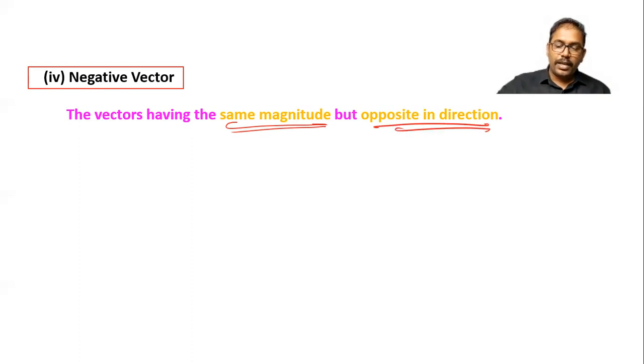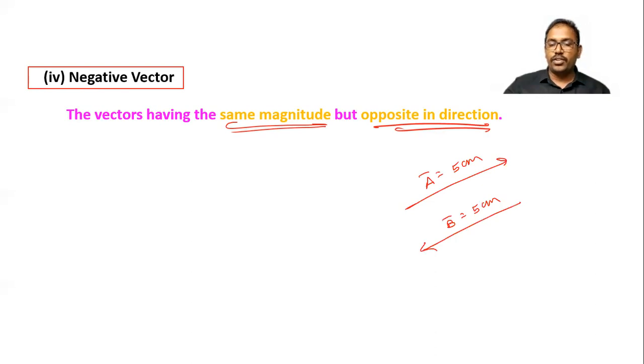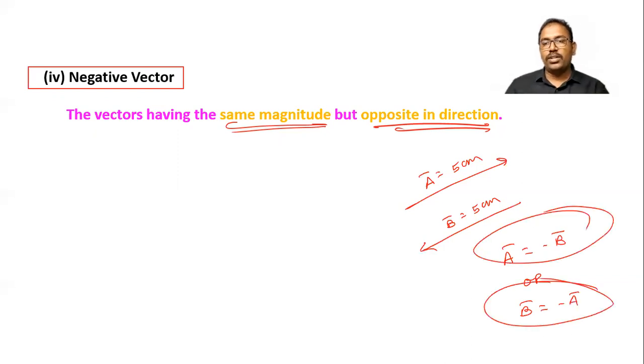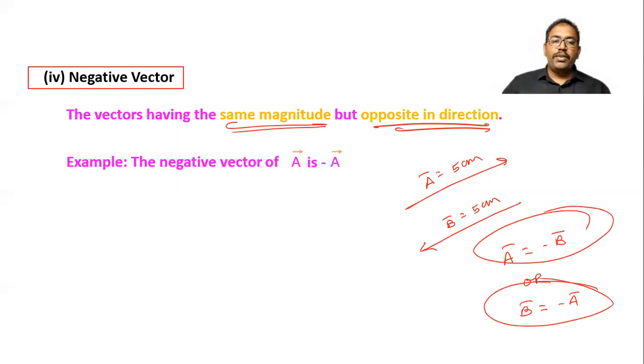For example, if this is A bar, 5 centimeter, and I'm talking about B bar which is also 5 centimeter. Magnitude is the same, but direction is opposite to each other. So we can write A bar is equal to minus B bar, or I can write B bar is equal to minus A bar. Minus means they are the negative vectors of each other, or the sign means their direction is opposite. So here, the negative vector of A bar is minus A bar, you can remember.